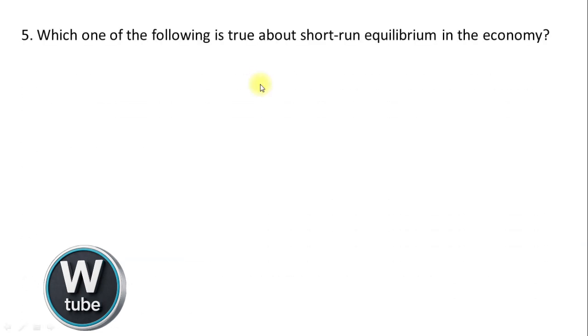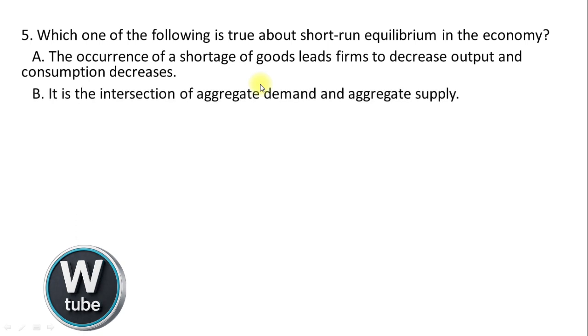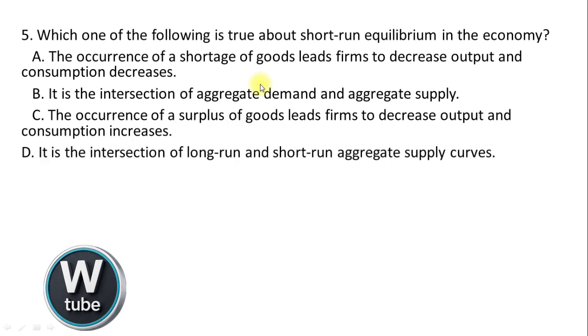Question number 5. Which one of the following is true about short-run equilibrium in the economy? A. The occurrence of a shortage of goods leads firms to decrease output and consumption decreases. B. It is the intersection of aggregate demand and aggregate supply. C. The occurrence of a surplus of goods leads firms to decrease output and consumption increases. D. It is the intersection of long-run and short-run aggregate supply curve. Which one is true about short-run equilibrium in the economy?